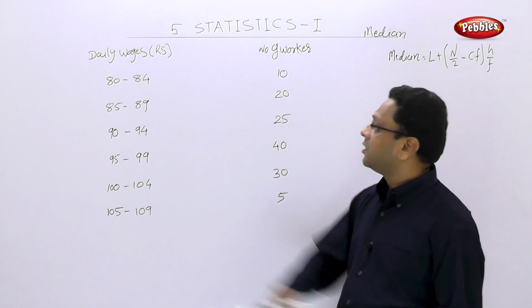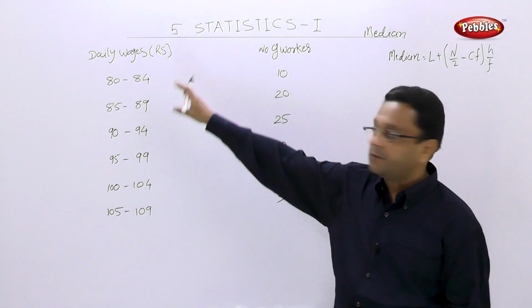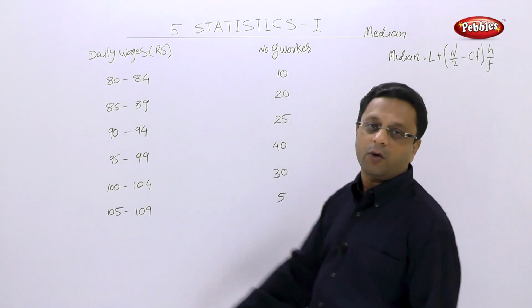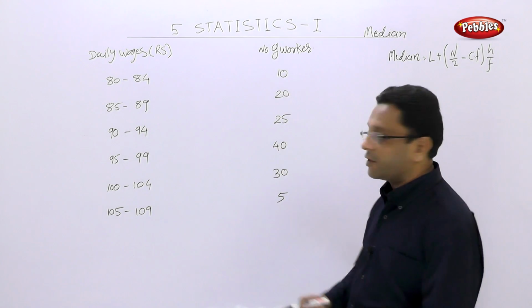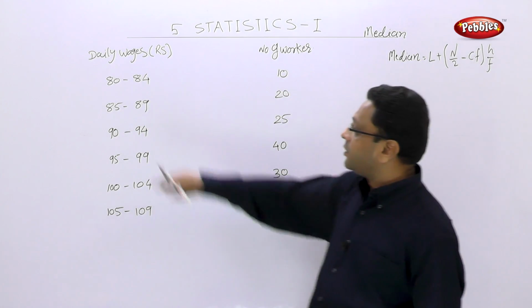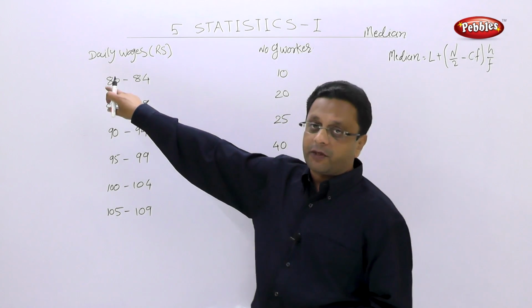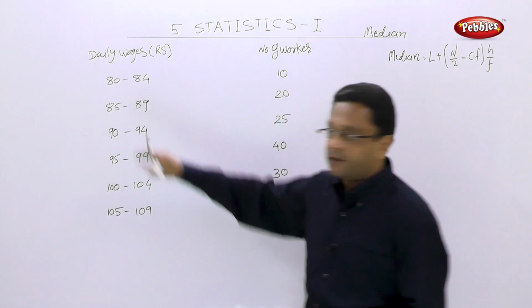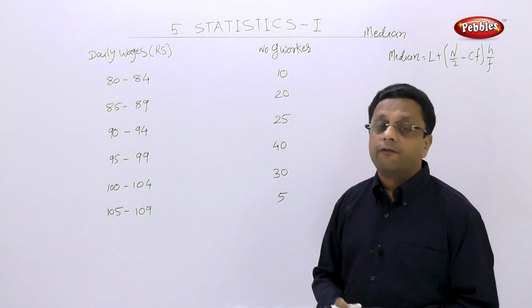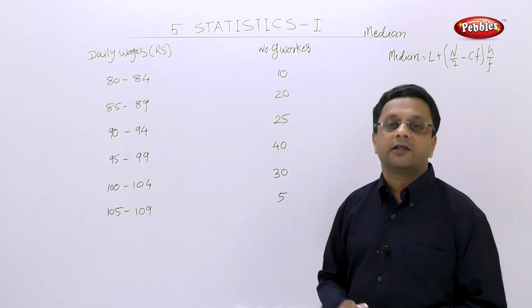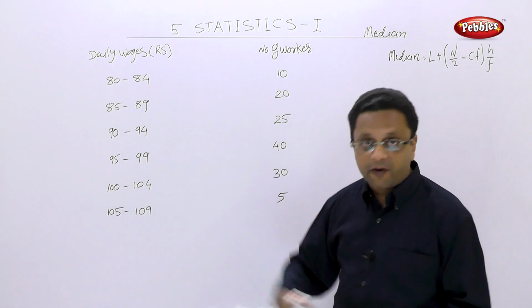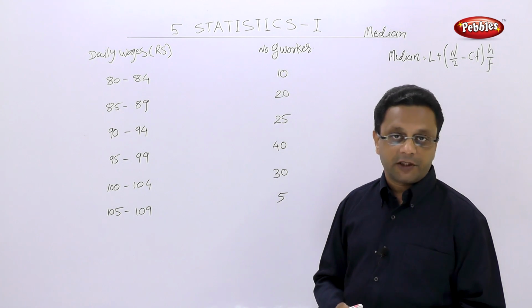Now in this case, the daily wages in rupees are given. Class intervals are 80 to 84, 85 to 89 and so on. And the number of workers is given. Now mind well, in this case, this is the inclusive type, that is 80 to 84 and 85 to 89. But for median, we need a continuous class interval, exclusive type. So we have to first modify the class boundaries.